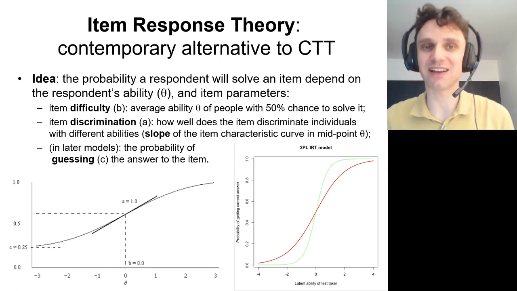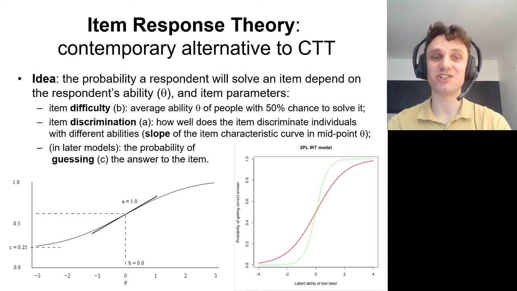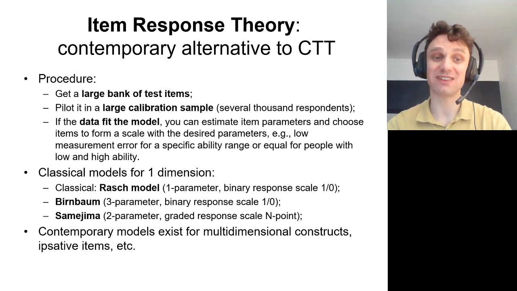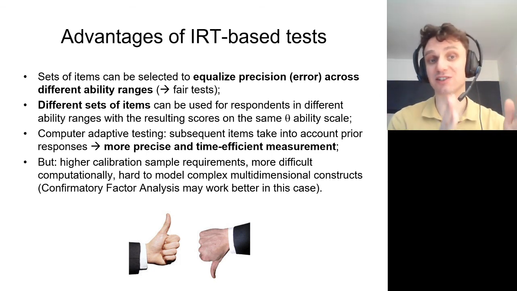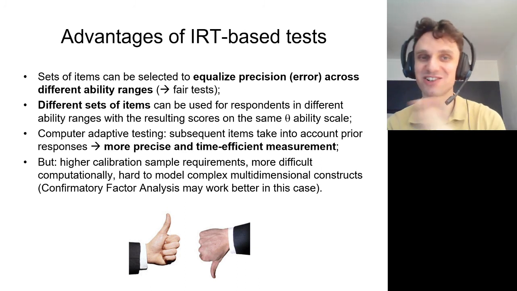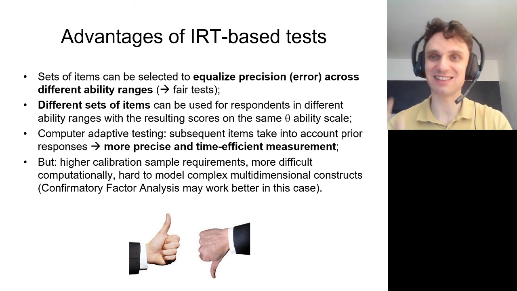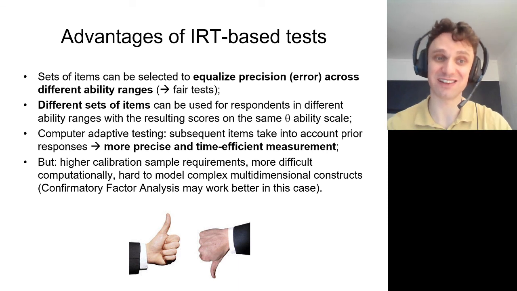It is a more contemporary alternative to classical test theory, which allows us to estimate different parameters of each item. And based on these estimates, you can actually create much more efficient tests. First of all, you can make sure that error is equal across all ability ranges, or you can select subsets of items that are optimal for respondents with low, medium, or high ability range. And as a result, you can get equally precise estimates, but also you can save a lot of time, because you can give some questions to measure ability approximately, and then the following questions can be tailored to the ability range in which a person is found to be.